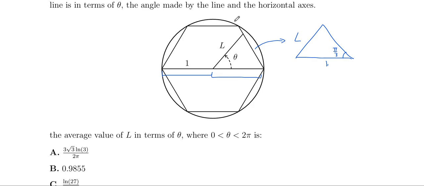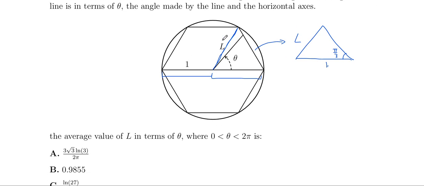The reason for that is that if we draw a line here, since this is a regular hexagon, all 3 sides will be the same. Therefore, all 3 angles have to be the same, which is 60. So that's going to be pi on 3. This is theta, and this hence is equal to 180, or pi, minus pi on 3 minus theta, which is 2 pi on 3 minus theta.